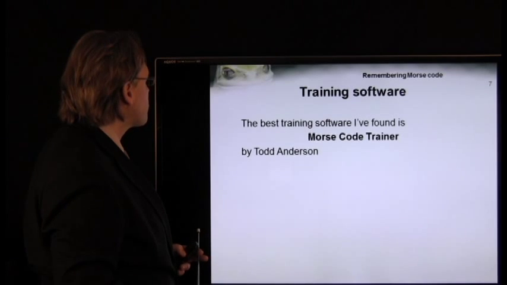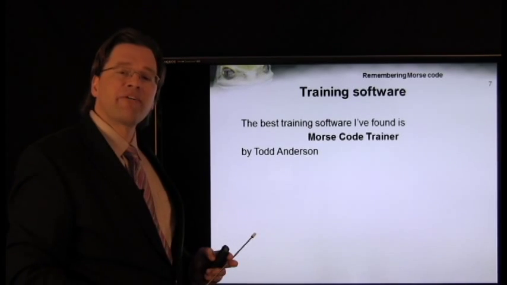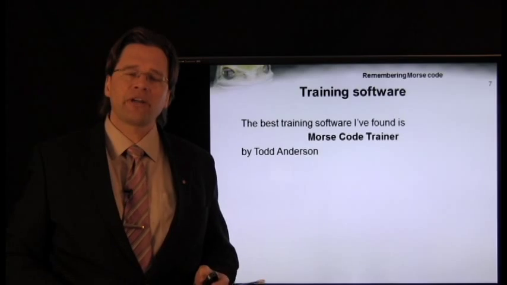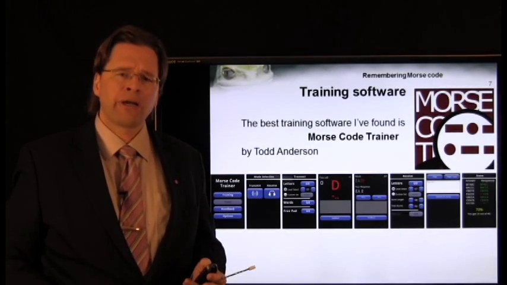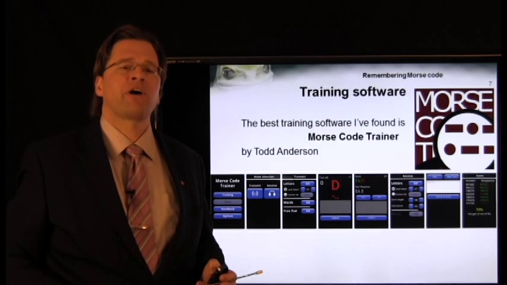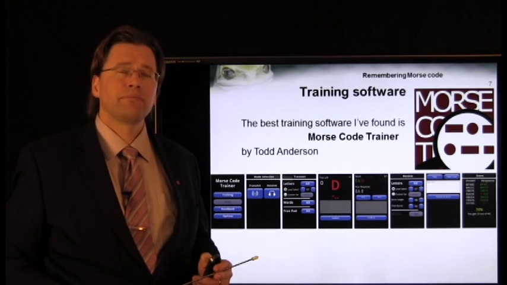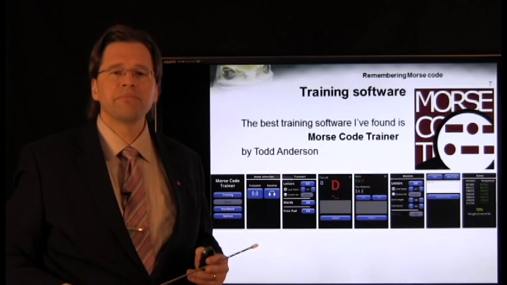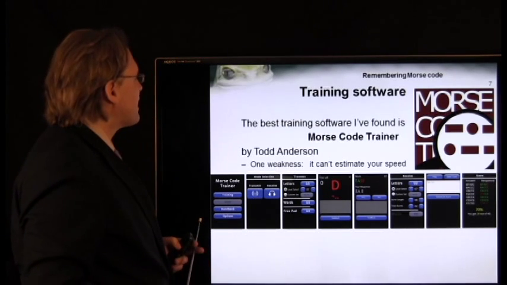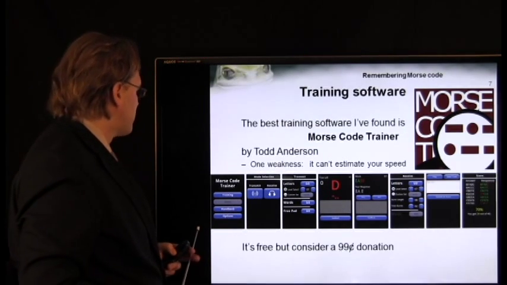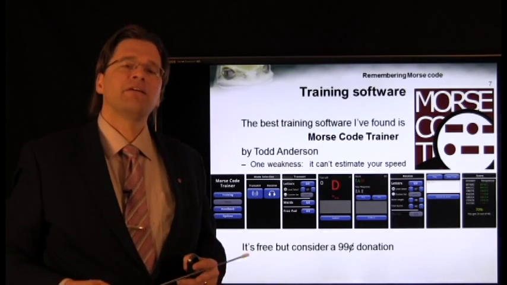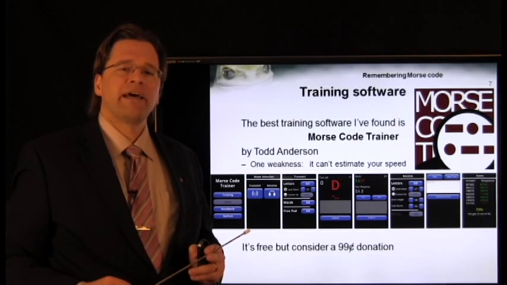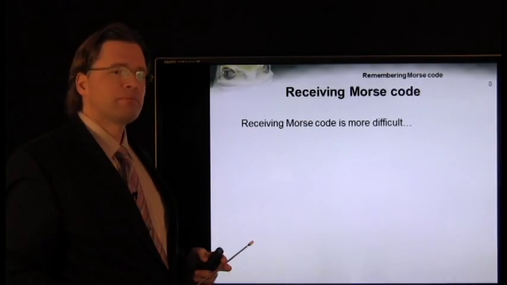Now, as far as training software is concerned, the best training software I've found is the Morse Code Trainer by Todd Anderson. It's a very nice program. It's available on Android, and it may be available for iPad or iPods, iPhones, whatever. There's one weakness. It can't really estimate your speed. It's free, but you can purchase one that gives the programmer, Todd, a 99-cent donation.